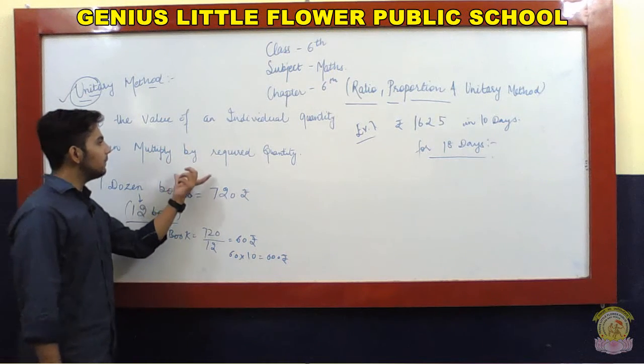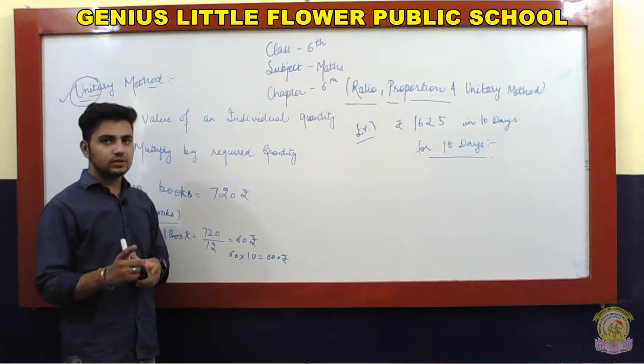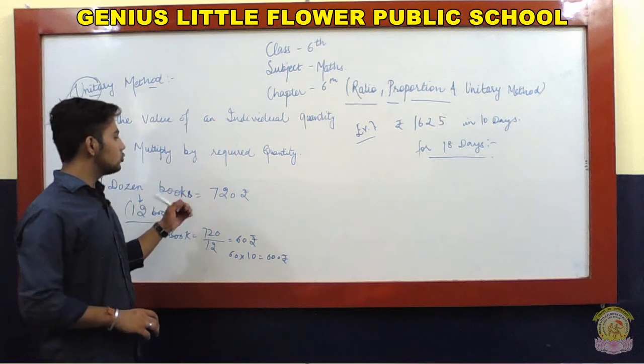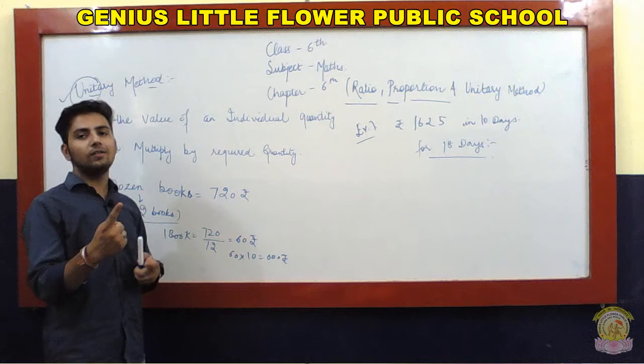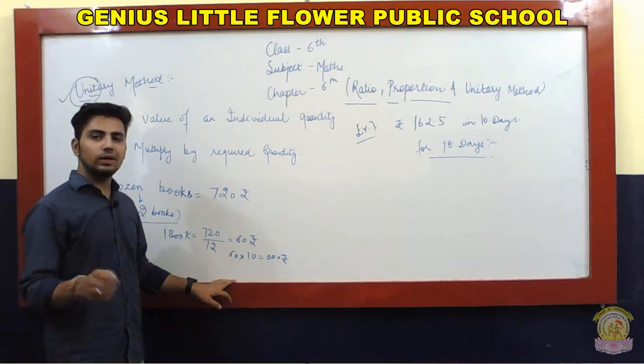So what is unitary method? Unitary method is just to calculate the value of a unit first. Okay, जो भी आपको क्वांटिटी दी है, जो भी आपको चीज़ दी है, उसकी पहले आपको एक यूनिट की वैल्यू निकालनी है. Then you can multiply it by further numbers for calculating many more units.